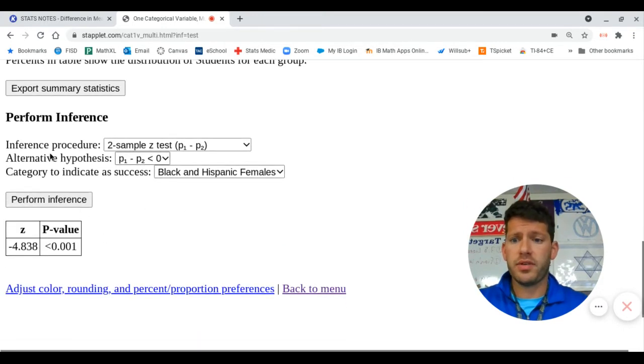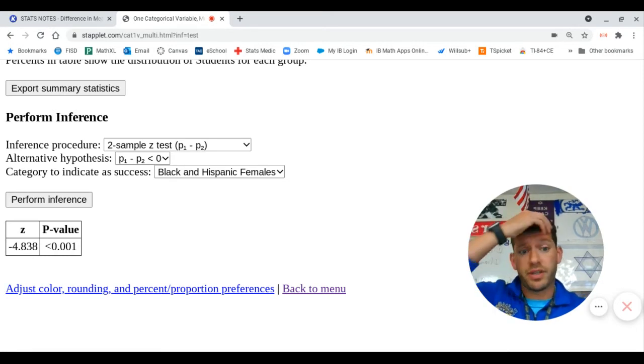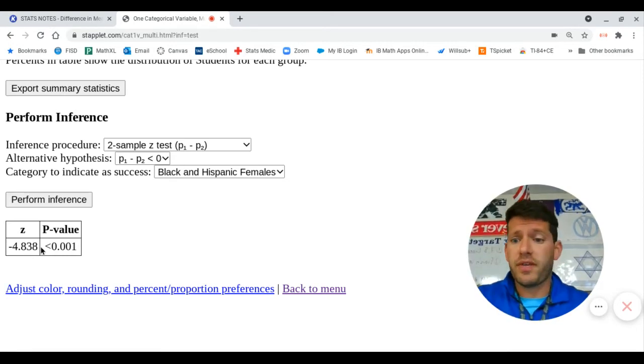We'll run the inference. So this is good. All the work I would need to be seeing here. Got a z-value, negative 4.8. We learned that outside of negative 2 and 2 is pretty unusual. So our p-value, our probability of this happening randomly, if there was no difference between these proportions, is very, very small. That's what less than 0.001 means. Really, really small. Less than 0.1%. So we can take a little screenshot here of our inference procedure.